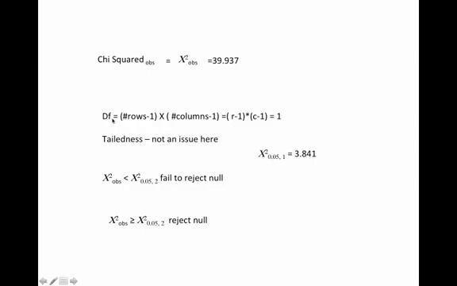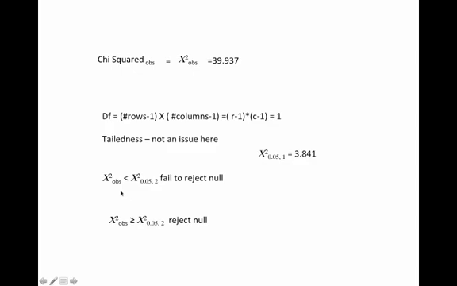Again, to use the table, I need to know something about the degrees of freedom. The degrees of freedom for this test is the number of rows in my table, minus 1 times the number of columns minus 1. Here's the symbolic way to write that. And for this 2 by 2 table, that means that my degrees of freedom is 1. Tailedness is not an issue here. You don't have to consider tailedness when you calculate a chi-squared test. If I look at the table in the lab manual, the chi-squared value for degrees of freedom 1 at 0.05 is 3.841.